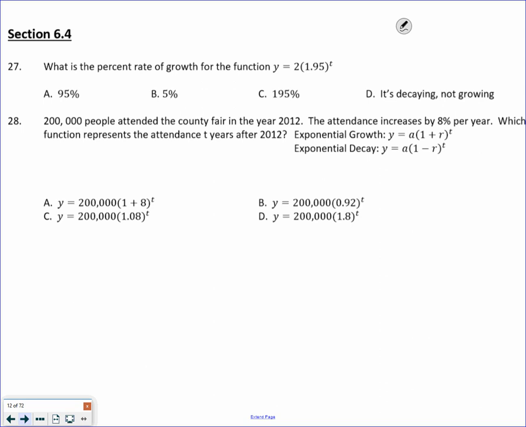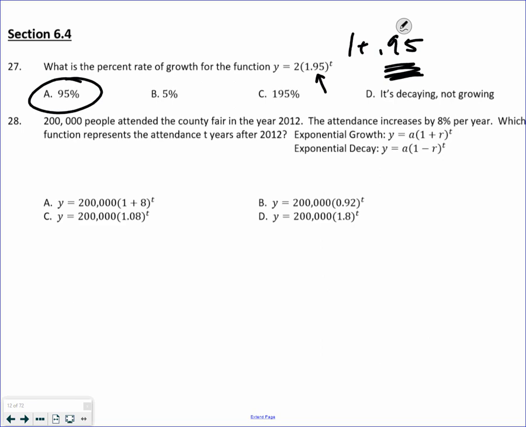What is the percentage of growth for the function? Now, anytime you're asking about percent growth, you're talking about the number above 1. Anytime you're talking about decay, you're talking below 1. So this value right here, 1.95, how much above 1 is it? Well, it's above 1 by 0.95, which is 95%.